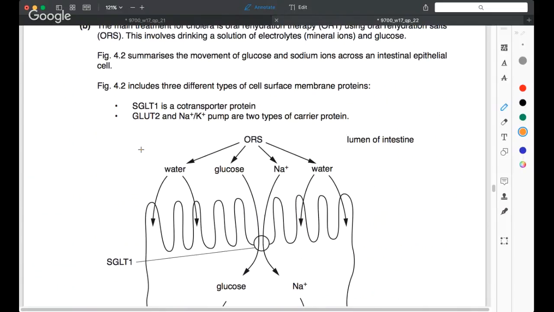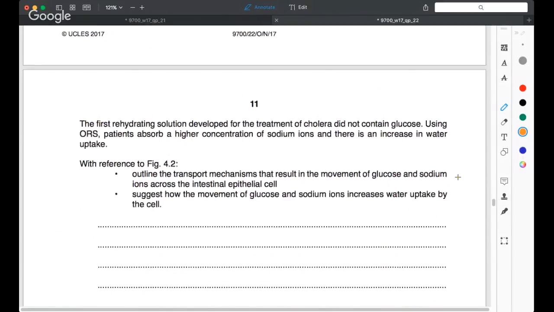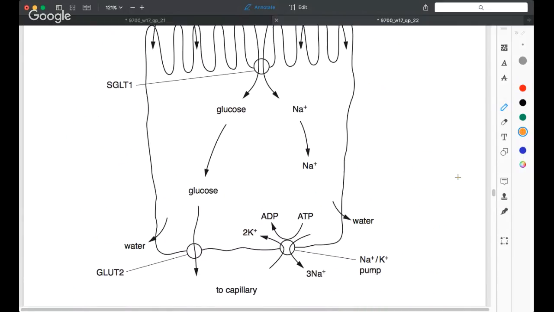And then the other part: suggest how movement of glucose and sodium ions increases the water uptake by the cell. So it decreases the water potential inside the cell, thus setting up a water potential gradient which allows water to flow into the cell by osmosis, from high water potential to low water potential. Okay, good.